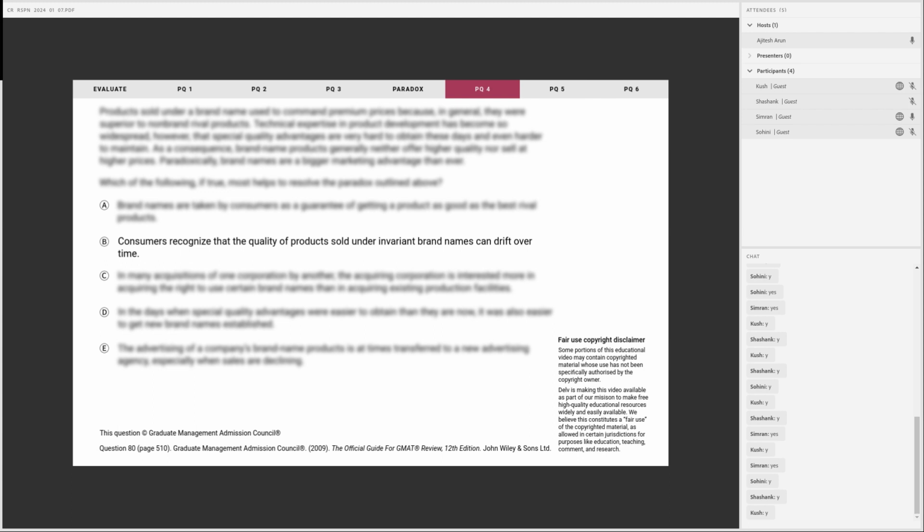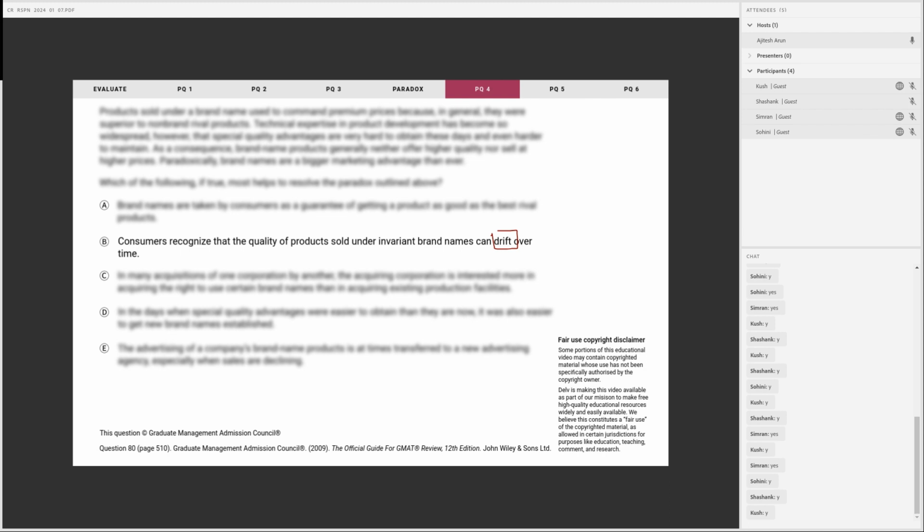So B basically weakens, if it's a yes. Because if consumers recognize that the quality of products sold will drift over time, then they wouldn't buy products of a brand, and hence it weakens. Very good. So the key over here is the word drift. Now, keep in mind that drift is not used in a positive way, okay? So drift is used in a negative sense.